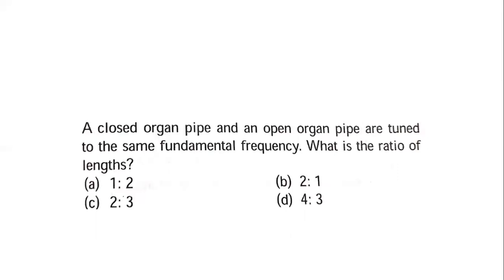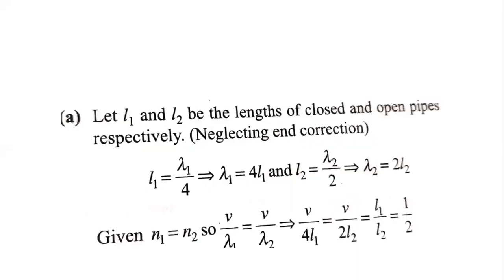A closed organ pipe and an open organ pipe are tuned to the same fundamental frequency. What is the ratio of the lengths? Very simple question. What you need to do is just equate the fundamental frequencies of both closed organ pipe and open organ pipe. Only thing is that they have different lengths. Just find out what is the ratio of the lengths.